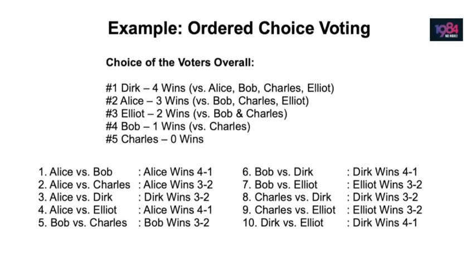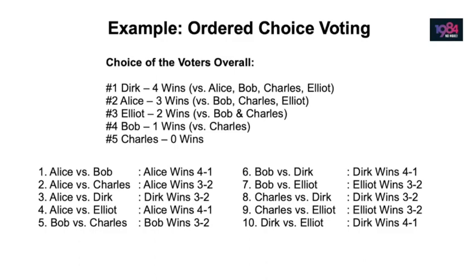We can then order the candidates based on the number of victories they have in head-to-head races. This then becomes a representation of the aggregate preference for each candidate by the voting district as a whole. In this example, Dirk wins the most races with 4 victories, defeating each of the other candidates. Alice is the second most preferred candidate, losing only to Dirk.